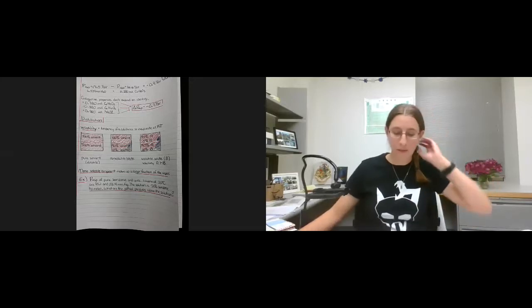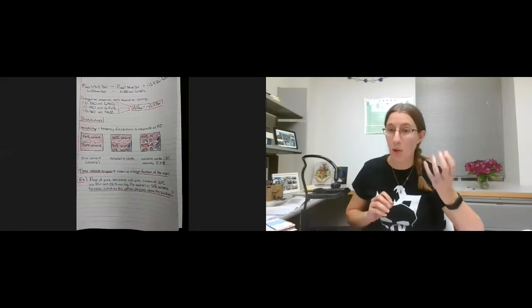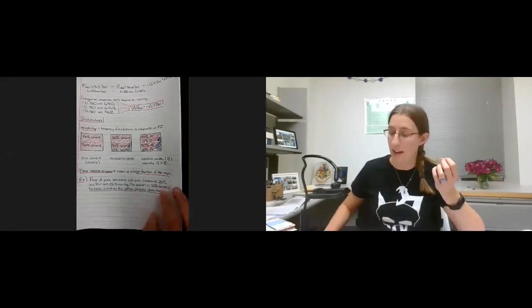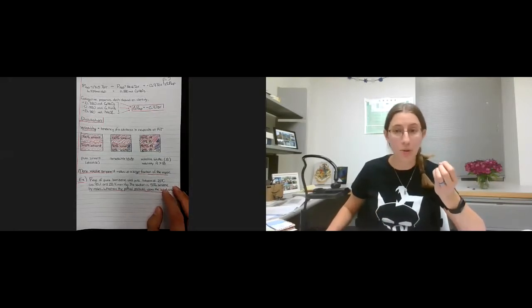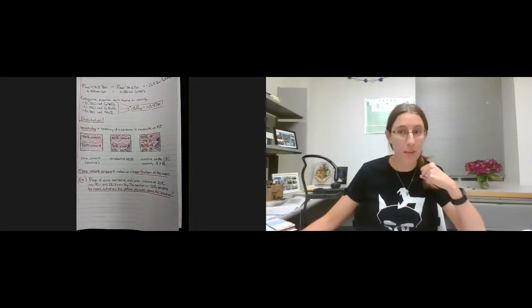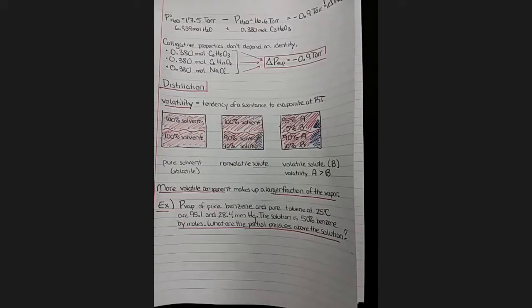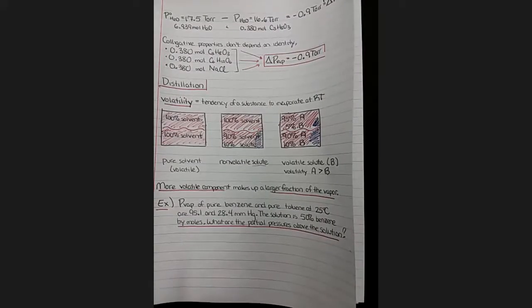And this is how we use distillation in real life: we can heat a solution and we know that the upper part is going to be more concentrated in one of the pieces, and that's a factor we can use to separate two liquids from each other. We can use that difference in vapor pressure to separate them. So let's do an example to prove that point.